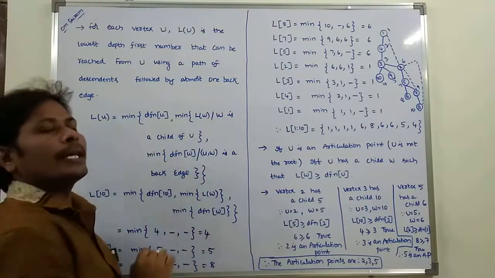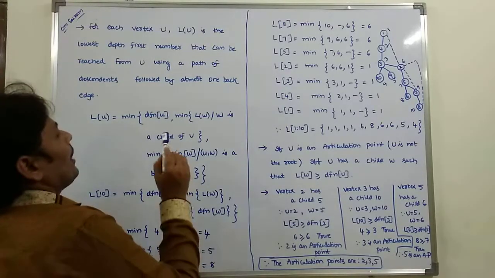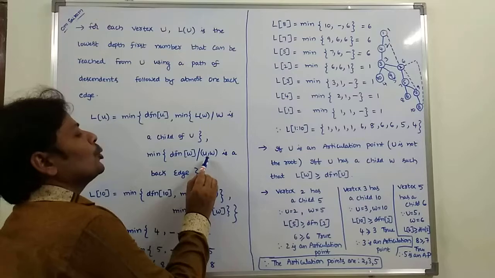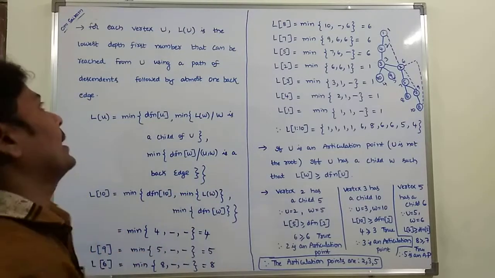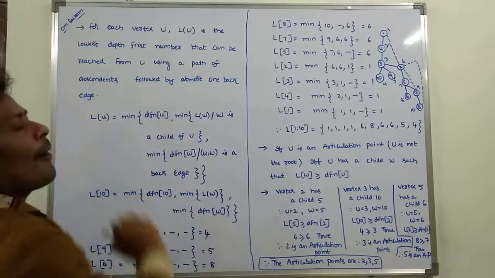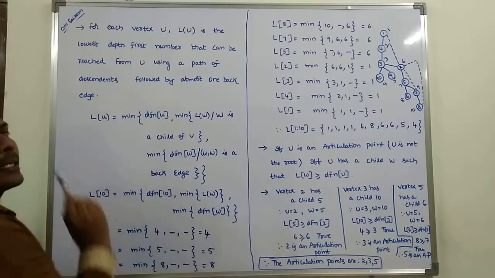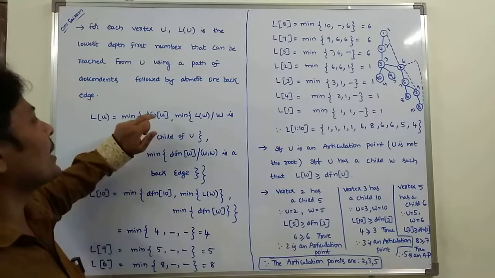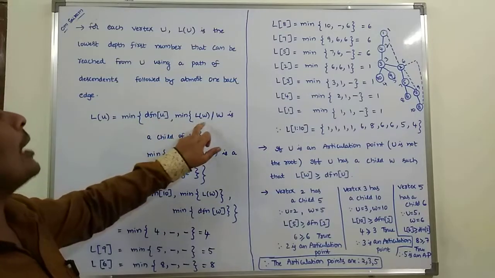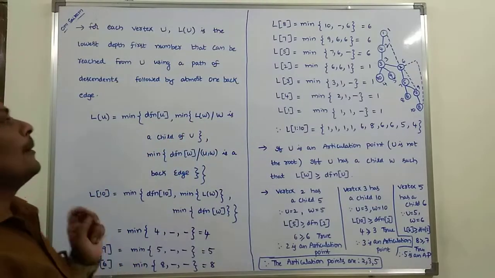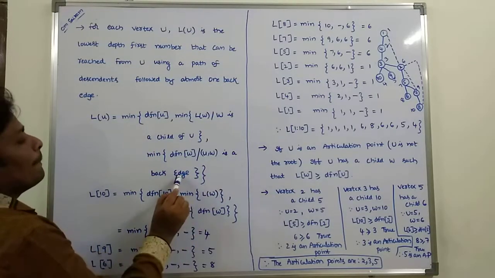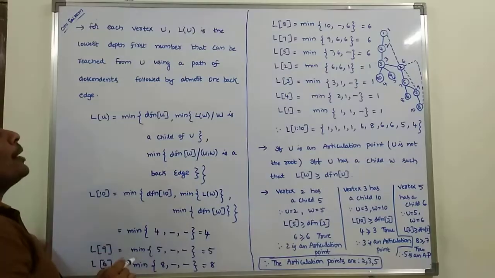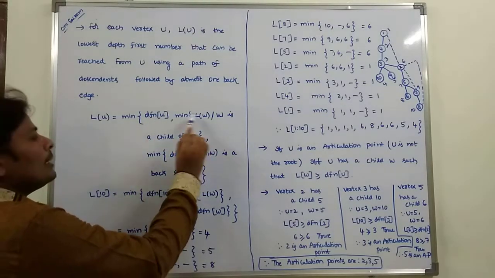That is nothing but w is the descendant of u, and at most one back edge: minimum of dfn of w, where (u, w) is a back edge. This is the total description of L(u). L(u) is equal to the minimum of the lowest depth first number that can be reached from u using a path of descendants of u followed by at most one back edge. So we have to find the minimum of this one and this one.